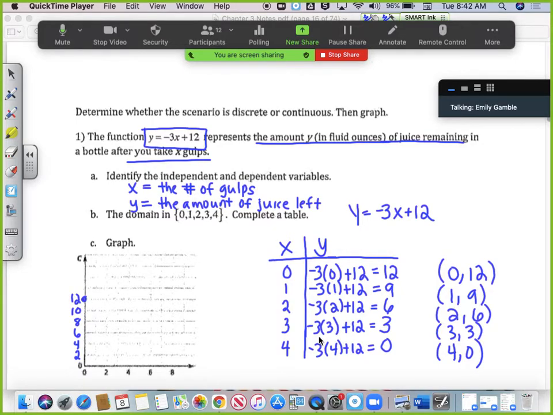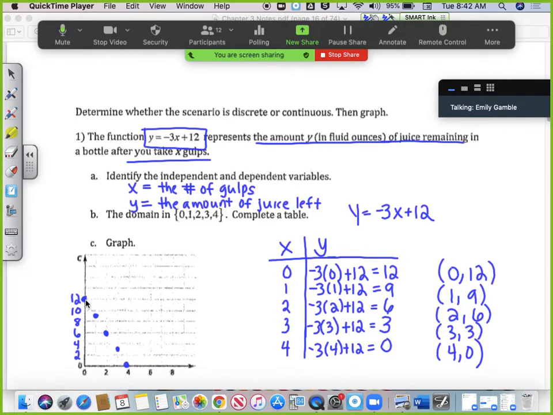So 0, 12 would be here, and then 1, 9, 2, 6, 3, 3, and 4, 0. So here's what the graph would look like. The graph does make sense to what I would think would happen. You can see the points are going down, and that makes sense because this scenario is about how much juice is remaining after you're taking an X number of sips. So eventually there's going to be nothing left in the bottle of juice once you finish it.